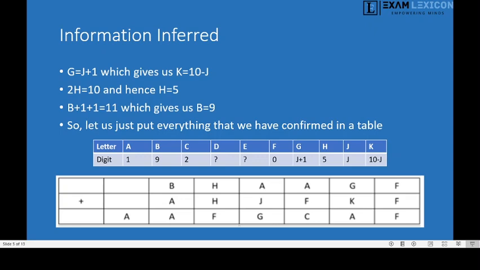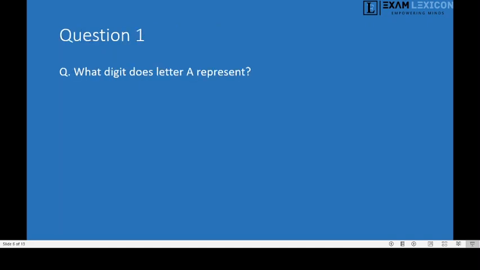You can easily take J is equal to G minus 1 and K is equal to 11 minus G as well, or take all three numbers in terms of the K value as well. That is not a problem. It's just that I have taken it in terms of J. So let us get to the questions.